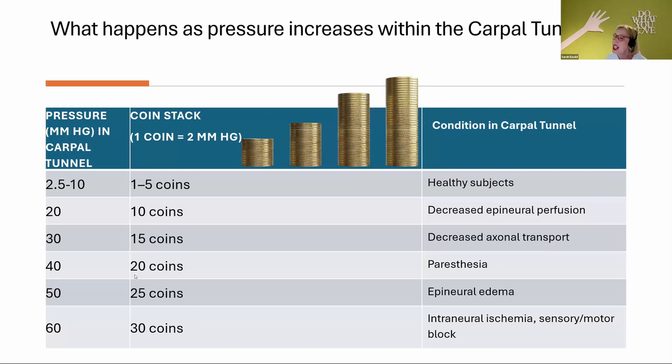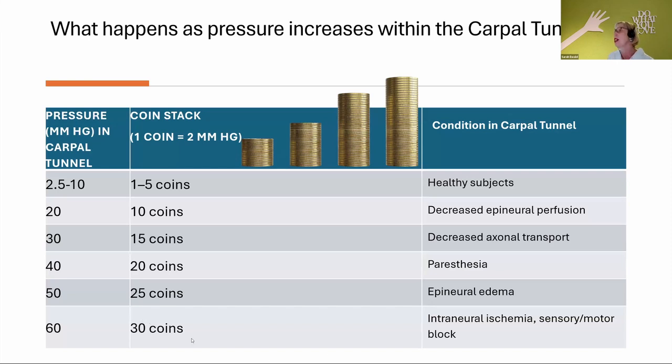If we continue to increase the pressure within that and go up to 25 coins, all stacked up, sitting on the carpal tunnel, then we have what's called epineural edema, meaning things are backing up and beginning to swell around that nerve, which will further increase the amount of pressure on a nerve within this carpal tunnel.